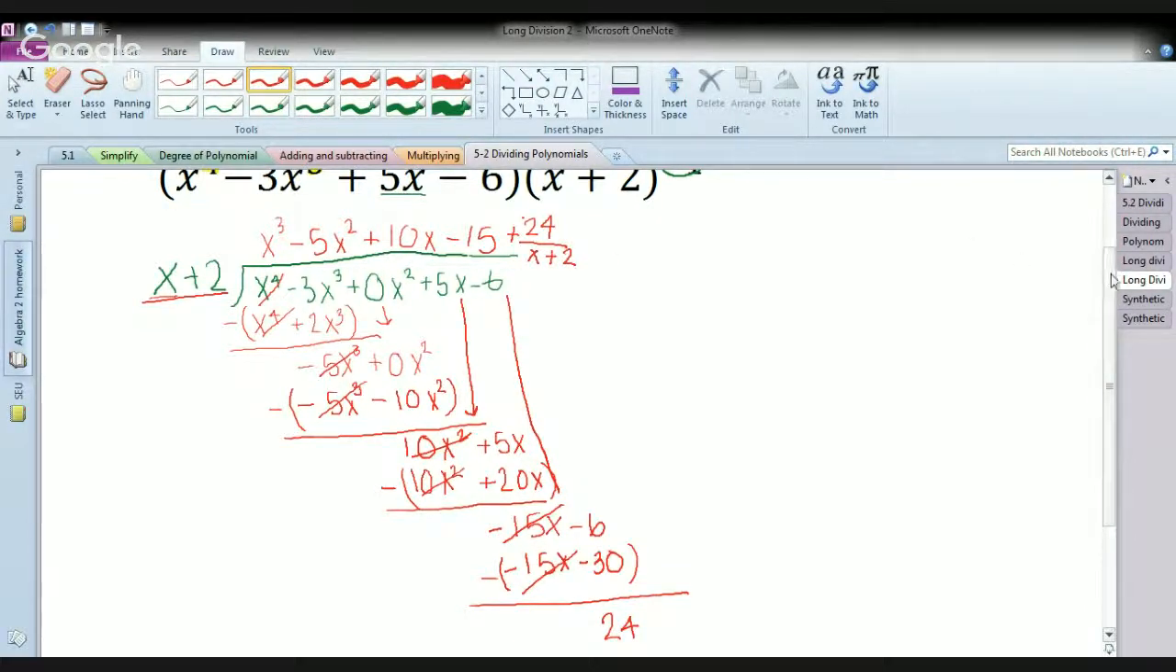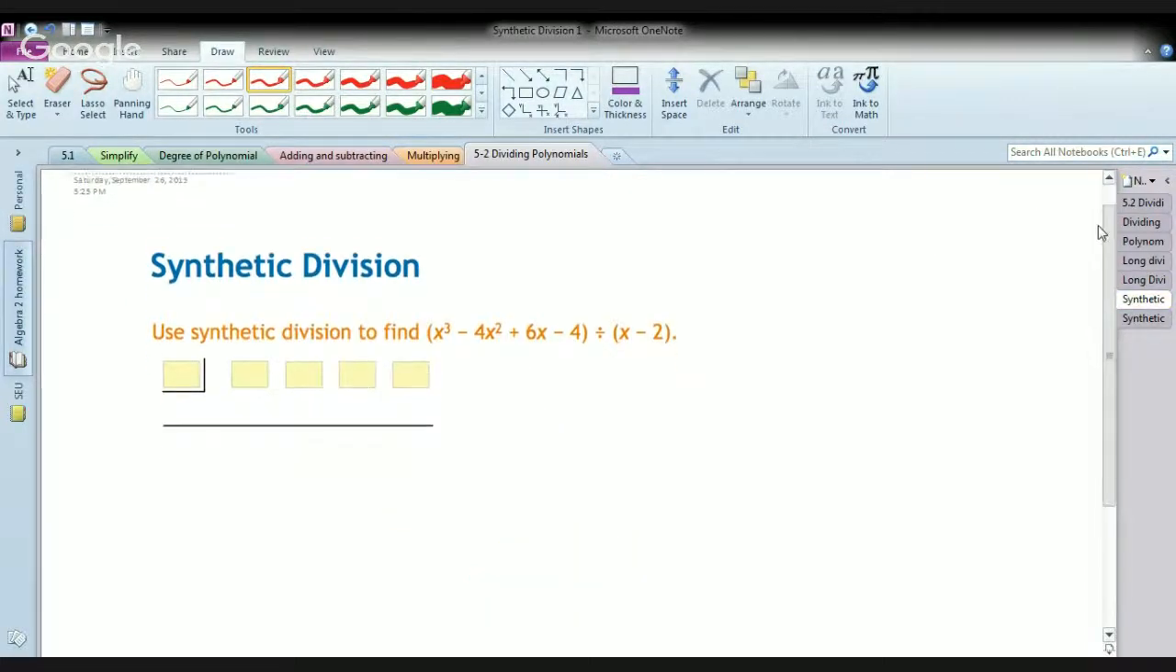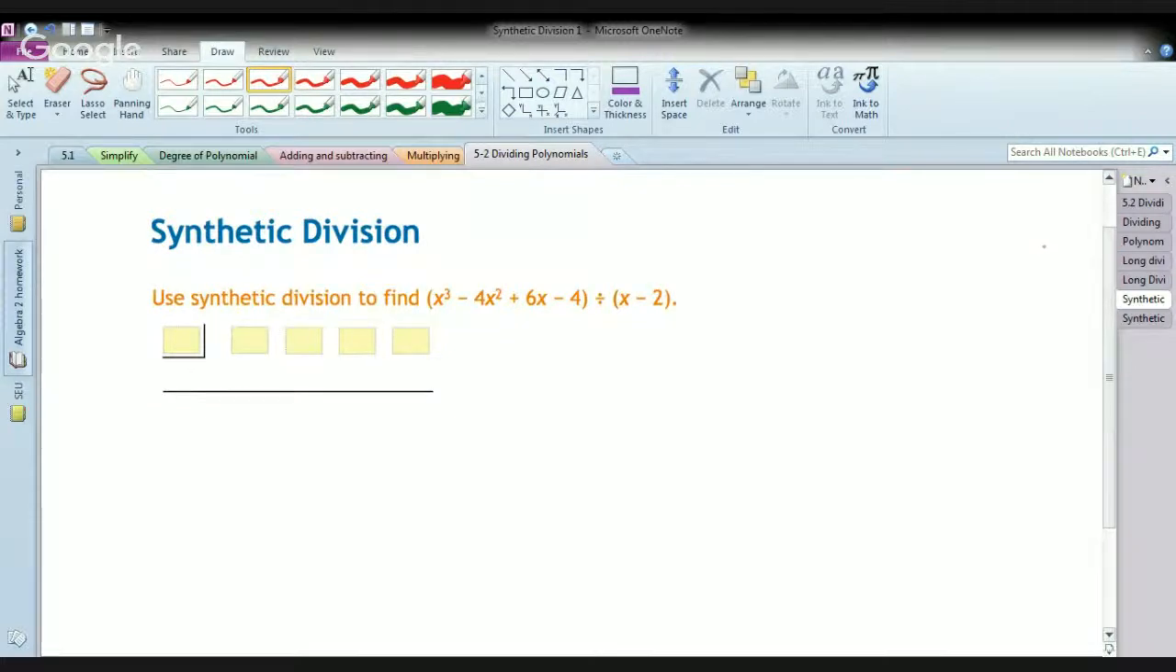So that was long division. We also learned a different method called synthetic division. With synthetic and long division, you can use them interchangeably. So if you like this method better, you can always use this method. So to set up synthetic division, we take the opposite of what we're dividing by. So in this case, it's negative 2. So when I place it in my box, it's going to be a positive 2.